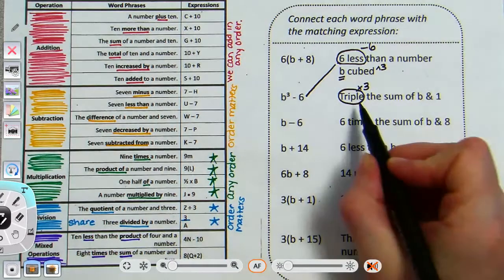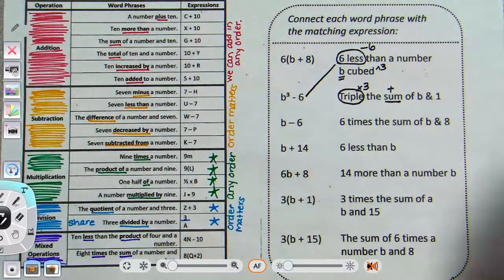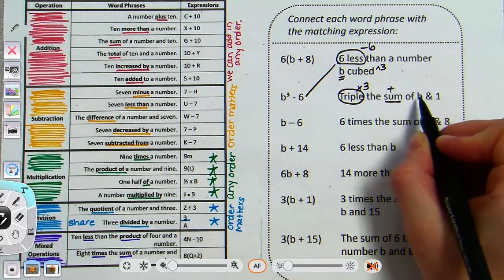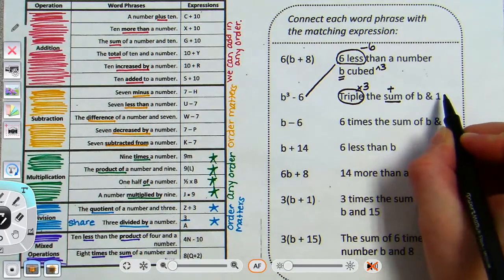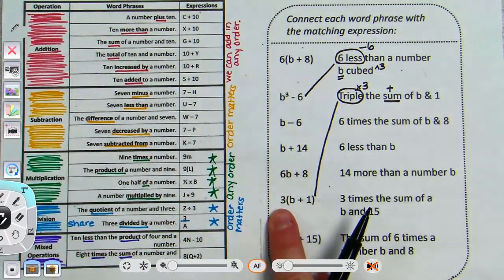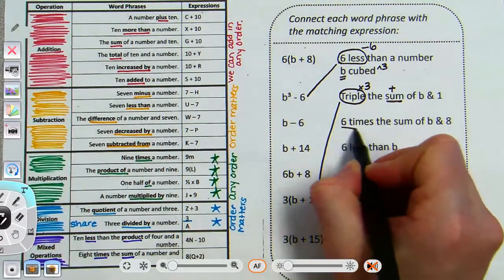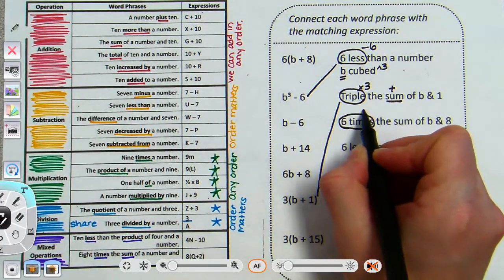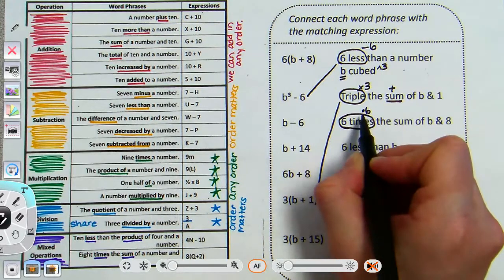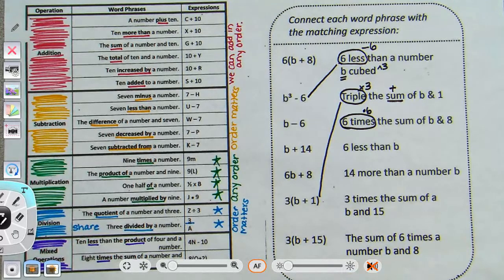Let's keep reading. Triple the sum means addition, of b and 1. So I'm adding b and 1. So that means it must be this option. Here's my triple, or my 3 times. I saw the sum of b and 1, so I added b and 1. Let's try it again. 6 times. So that means I'm doing times 6. In this case, I showed it with a multiplication dot. You can show it any way you want, but that might be in a different way.